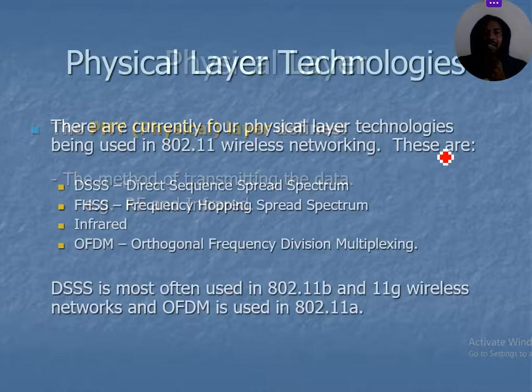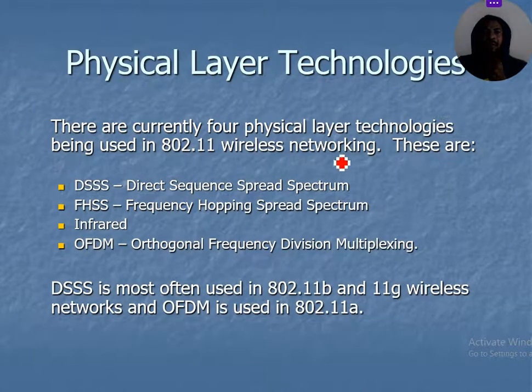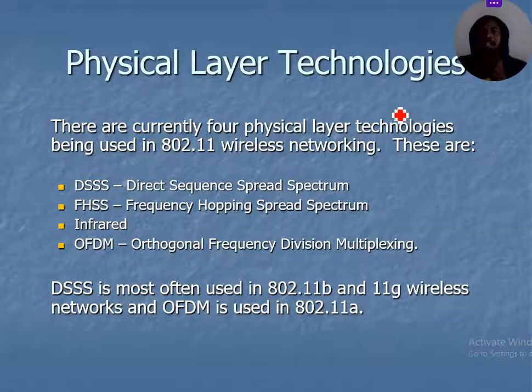Okay, so that's that. Now let's take a look at, still on the physical layer, we've talked about the method of transmission of data. Now we want to talk about the technology that can be used with the physical layer.